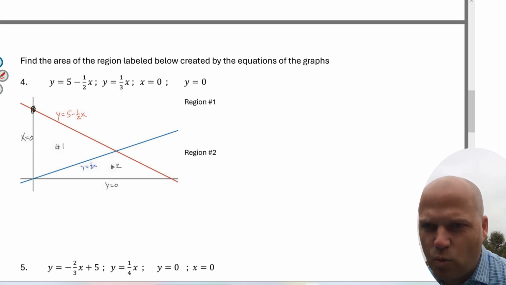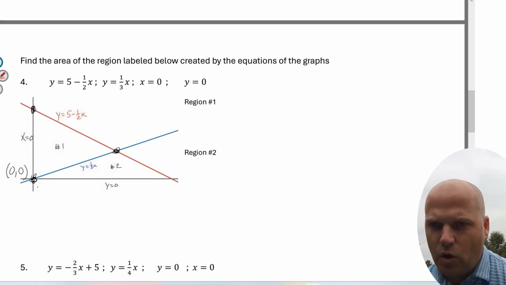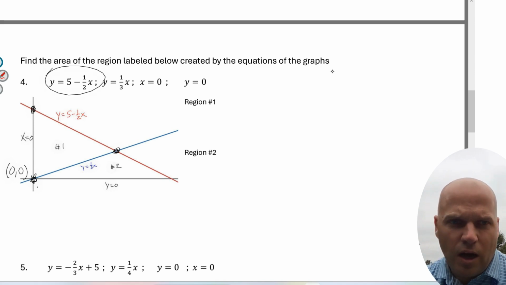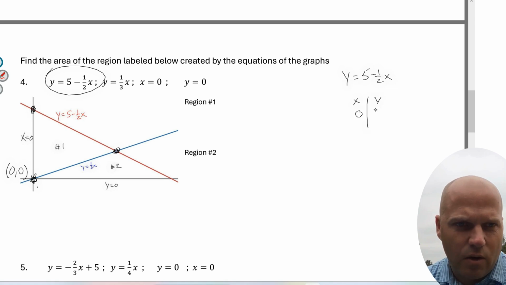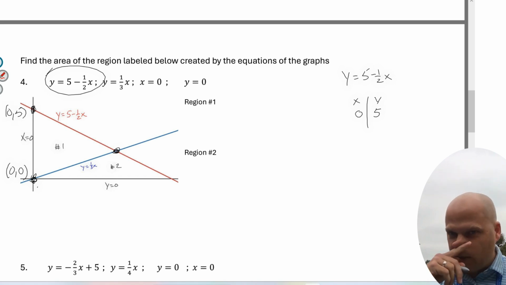I can see there are these 1, 2, 3 points that make my triangle. I can see that the triangle's not right, so I have to figure out this length here and this length here. To figure out these lengths, I need to find these x-intercepts. Well, this is obviously the point 0, 0. No big deal. This would be taken from y equals 5 minus a half x. And if I plug in an x of 0, I get a y of 5. It is just an easy way to find the intersection.